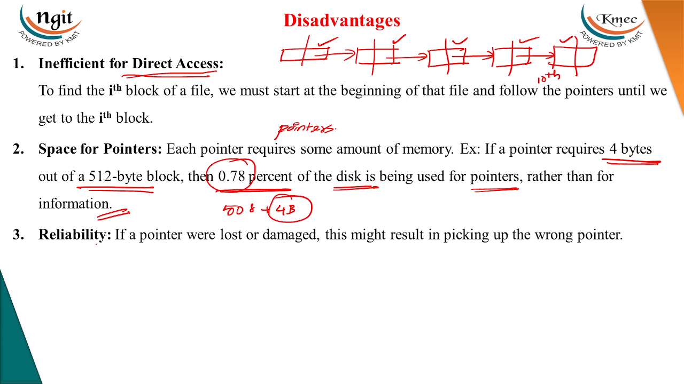And there is a problem with reliability. Suppose any one of the pointers is lost or damaged. Let us take 5 blocks, where each block is pointed to by the previous block. Suppose this pointer is lost or corrupted, then all the blocks connected after this particular block will be lost. If we make any mistake here, we lose the data, so the file may be corrupt and will not contain the full data.